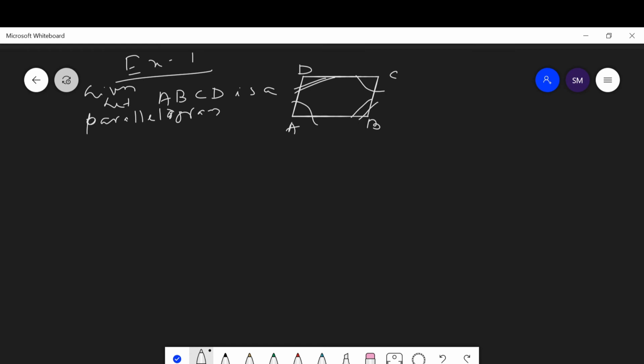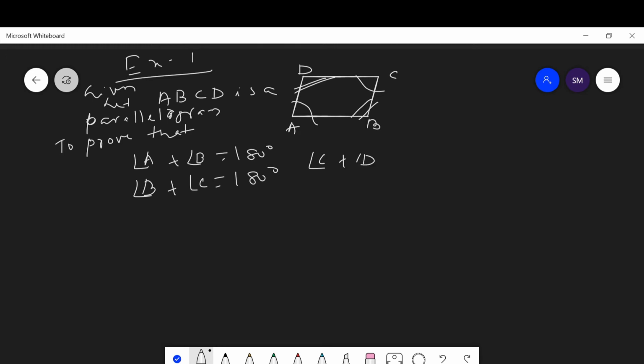And here we have to prove that adjacent angles are supplementary to each other, means to prove that angle A plus angle B is equal to 180 degrees, or angle B plus angle C is equal to 180 degrees. This is what we have to prove. Or angle C plus angle D is equal to 180 degrees, and angle D plus angle A is equal to 180 degrees. Okay, now let us prove this.